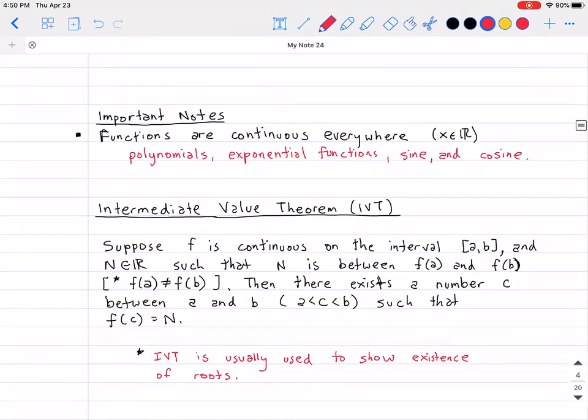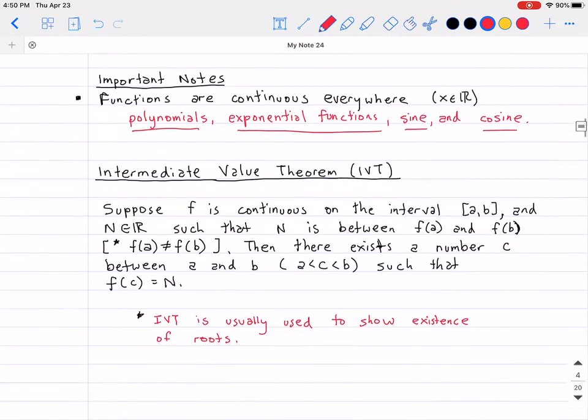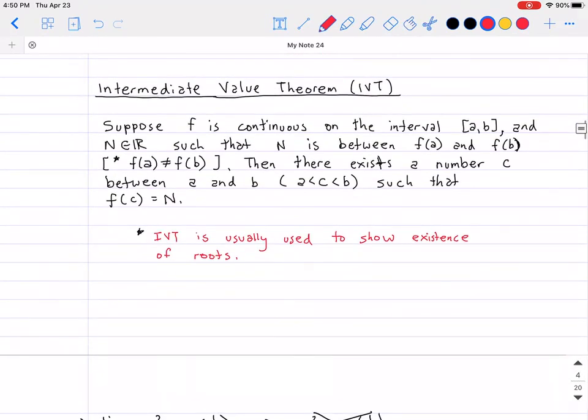Okay, so some important notes you might want to consider is that the functions that are continuous everywhere that we've encountered so far up until this point are polynomials, exponential functions, sine, and cosine. So that is to say that if you ever see these functions, you can just use direct substitution, and that's actually very key. Anytime you don't have any of these, then you might have to do a little bit more digging. And finally, for this last one right here, this is what's called the intermediate value theorem, or IVT for short.